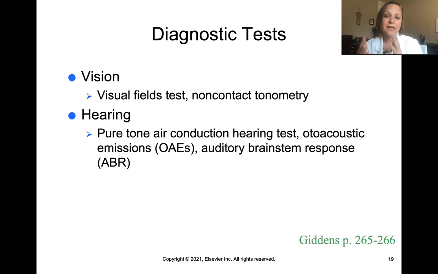And if someone is really having true hearing impairment, vision or hearing loss, they'd be referred to an audiologist who has a number of tools in their toolbox to perform additional hearing assessments to really gauge what type of hearing loss this patient is experiencing.